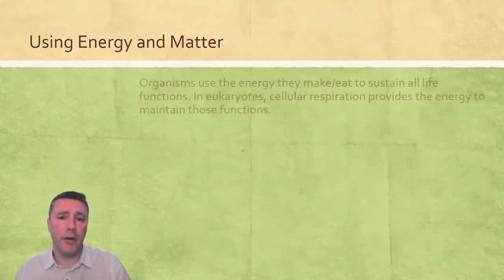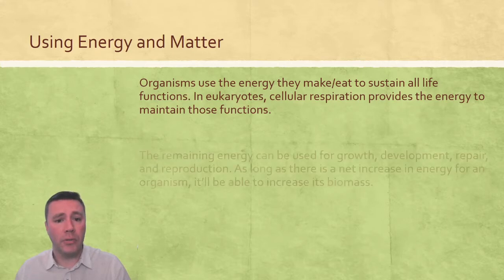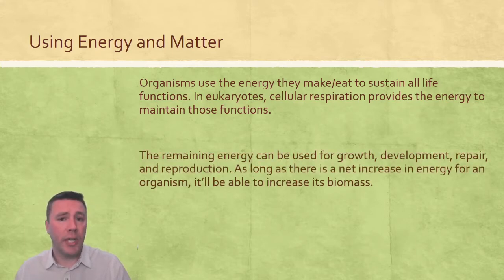Using energy and matter is necessary for all living things to sustain life functions. In eukaryotes, it's through the process of cellular respiration that the energy can be obtained from those organic compounds. The remaining energy can then be used for growth or development or repair of damaged tissue, and especially reproduction.